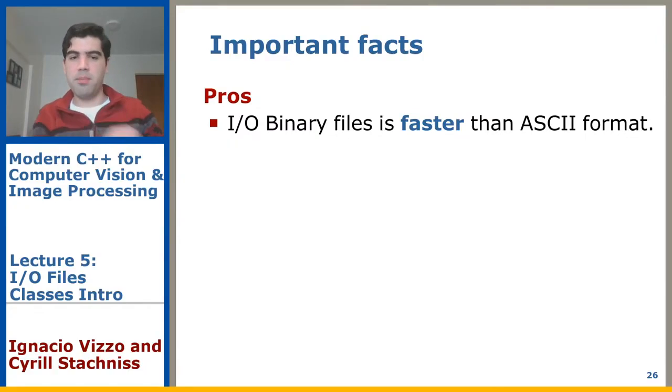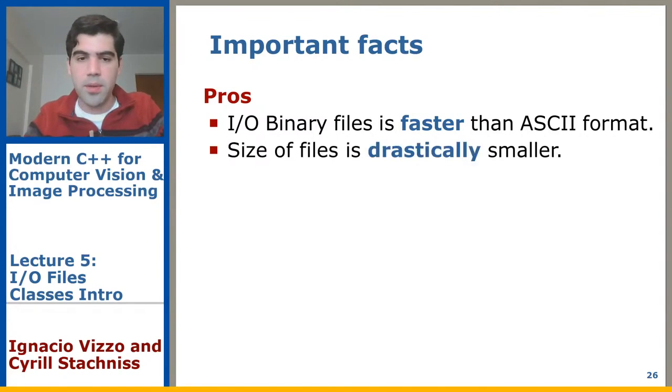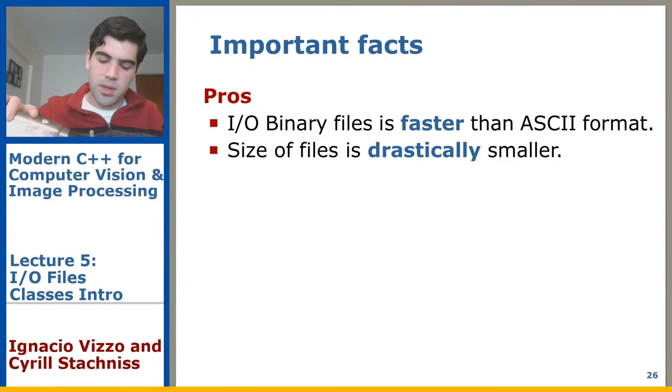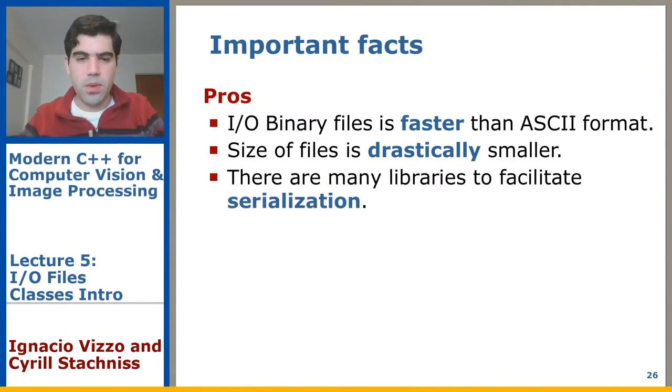So the pros of using binary files is that they are faster than ASCII format, both reading and writing. The size is drastically smaller. As you saw, if you have 32 bytes, then the binary representation on a file is 32 bytes and nothing more. So unless you do some sort of compression, you cannot go lower than this value. Another pro is that there are many libraries to facilitate serialization. So Boost Serialization is a really good library and it's widely used everywhere.